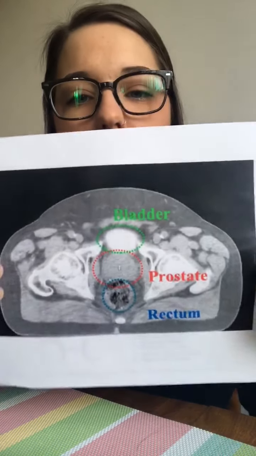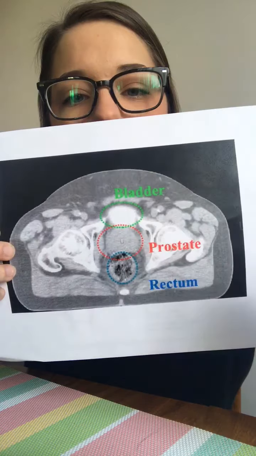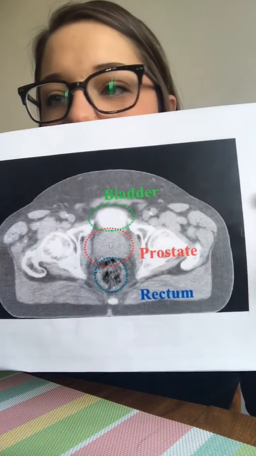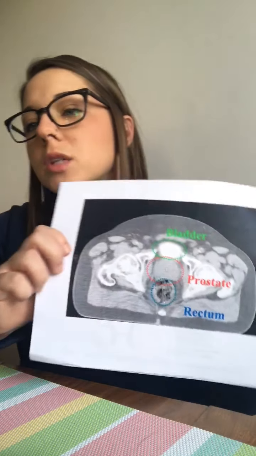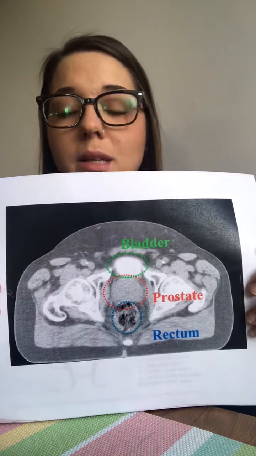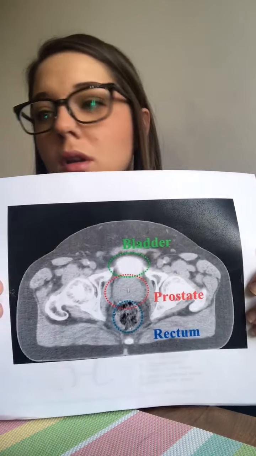I have another picture just showing where it is. You can see you have your bladder here, and then the prostate, and then your rectum is right here outlined in blue. The rectum connects with the sigmoid colon at the level of S3 and connects with the anal canal as it passes through the pelvic floor muscles. The rectum is located between the sigmoid and the anal canal.